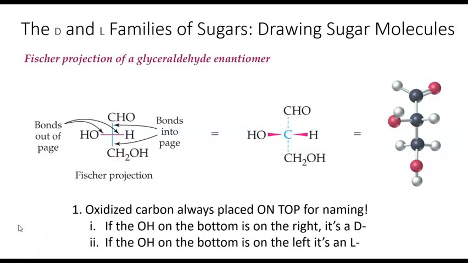And generally, by convention, the oxidized carbon, the carbon that's on the aldehyde or the ketone, is placed on the top of the compound. And if the OH on the bottom is on the right, it's generally called a D. If it's on the left, it's called an L. This is a little less sophisticated than some of the naming procedures that we had in organic chemistry. That's why I'm not going to have you generally name these.